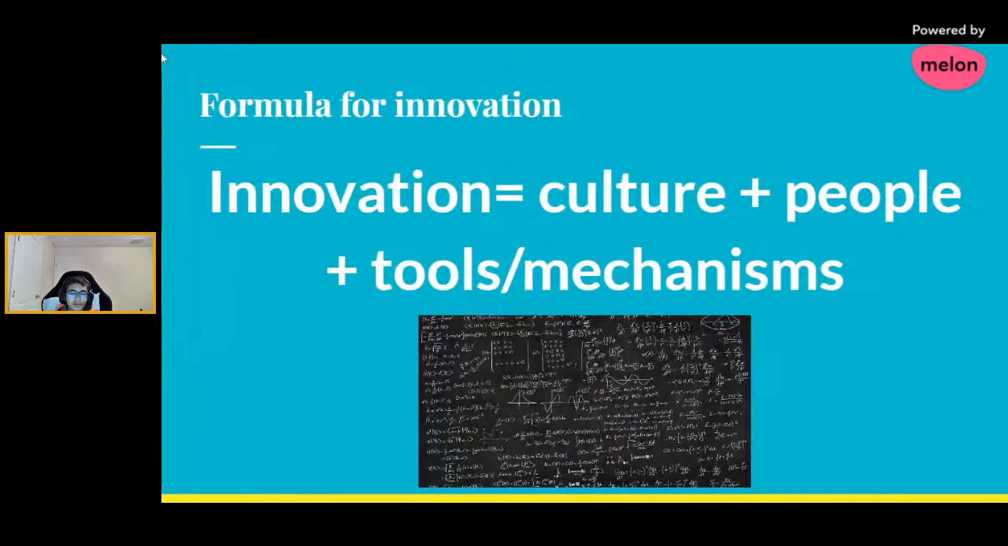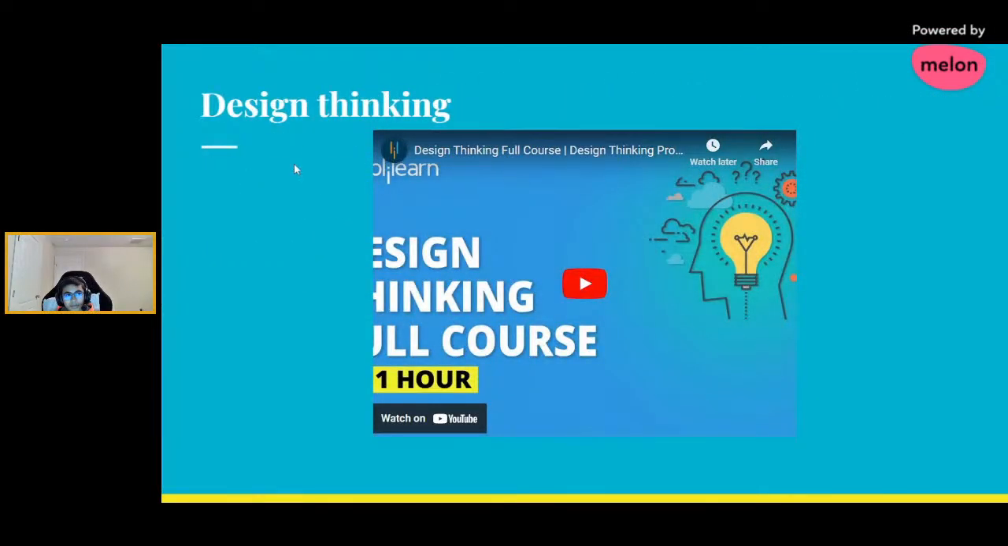Here is the formula for innovation. Innovation is equal to culture plus people plus tools and mechanisms. Here is a video that will be linked below about the design thinking process.